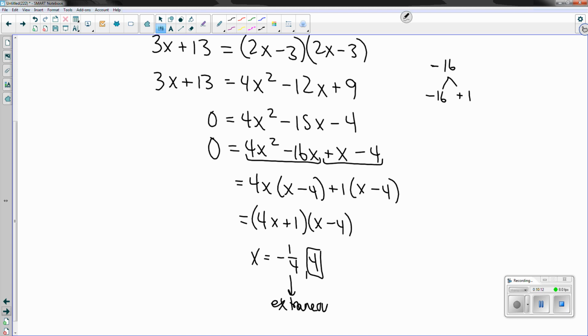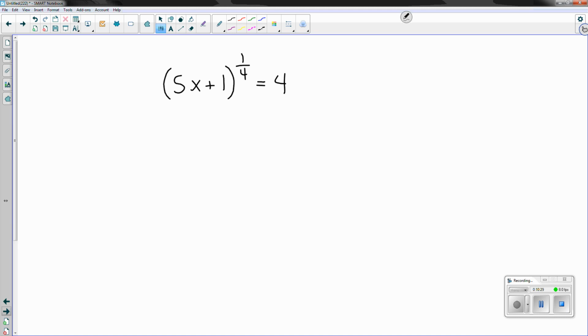So it's going to be important that you check your solutions when solving radical equations, especially the even index radicals, the ones that you are required to raise a side to an even power for a cancellation.